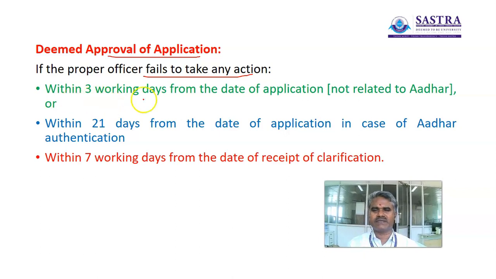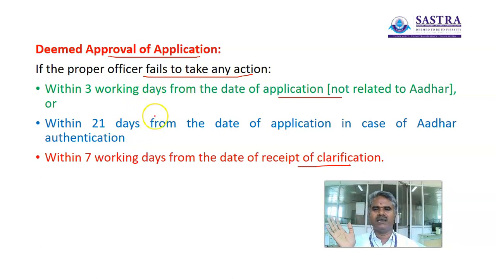about your application within 3 working days from the date of application, not related to Aadhaar issues. When you have Aadhaar issues, the reply should be within 21 days. And within 7 working days from the date of receipt of clarification. Suppose at the time of giving the application, he has not replied properly within 3 days, or you have an Aadhaar issue but you give a proper Aadhaar number, and within 21 days he failed to give any reply. Now your application is processed, your firm is registered. That's all. This is called deemed registration, because the mistake is not on your side, it is on their side only.